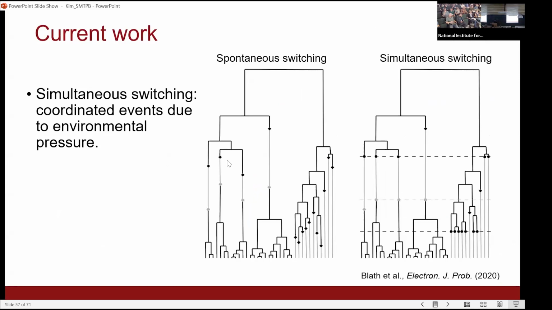What is most interesting to me is that right now, as you may have noticed, lineages transition from active to dormant independently. But if there's some environmental pressure, you can impose a Poisson measure across the lineages so that they can stochastically transition together at the same time.